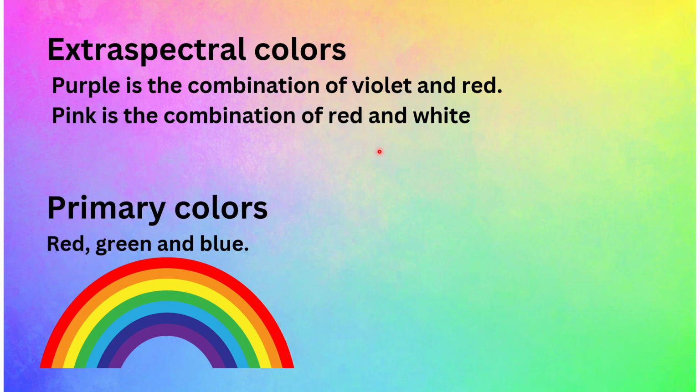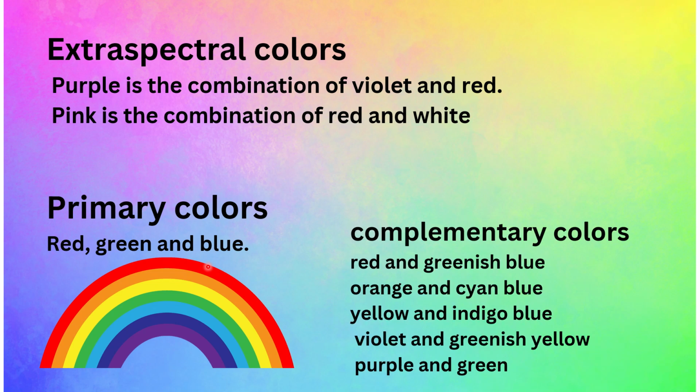Primary colors are red, green, and blue. Equal proportion of these three colors produces white color. So these are the primary colors: red, green, blue.